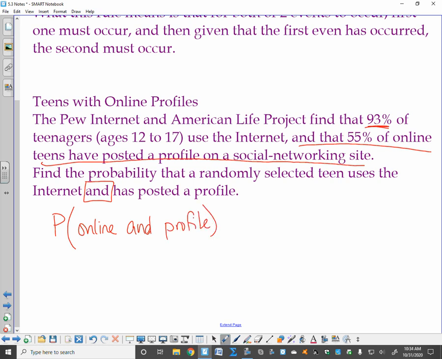So I'm not defining events. I'm not using A and B. I'm just going to use words. Okay, so formula first. This is going to be the probability that you're online times the probability that you have a profile given that you're online.